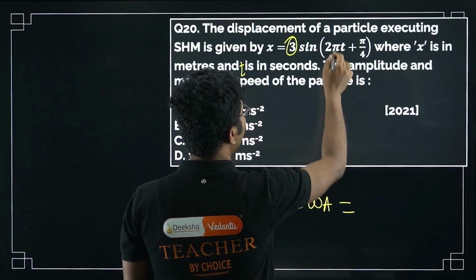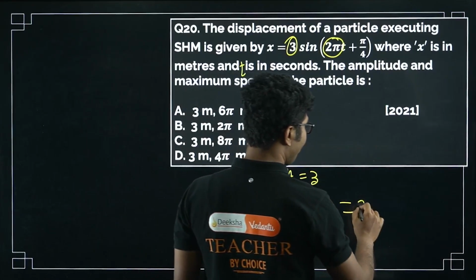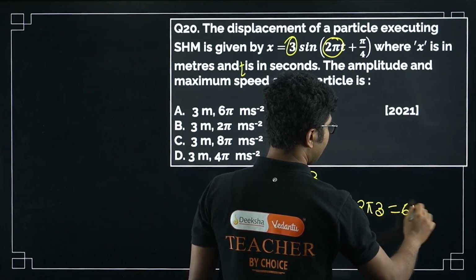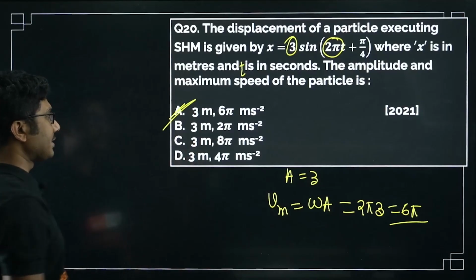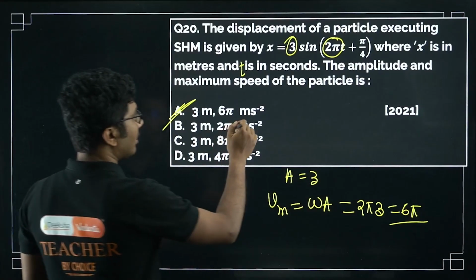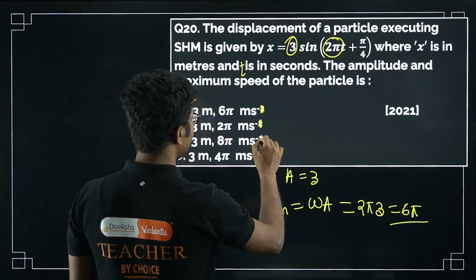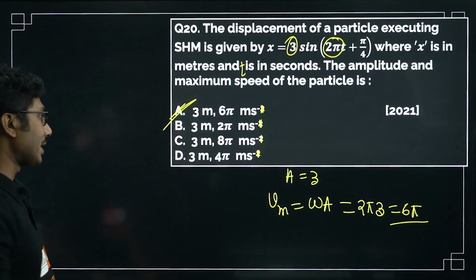Maximum speed is basically omega into A. So what is omega here? Omega is 2π, so 2π into amplitude, that is 3, that is 6π. Okay, 6π is the maximum speed, so 6π meter per second. Maximum speed they have asked, not acceleration, so it will be this. In case of acceleration, it is omega square A.